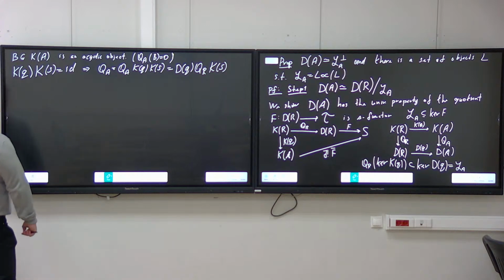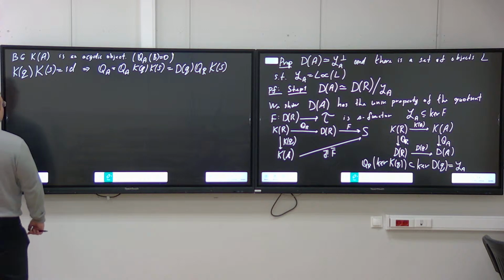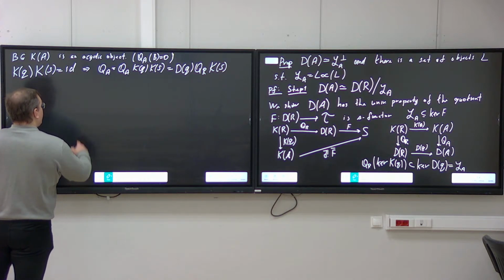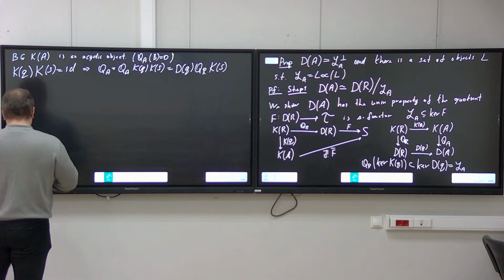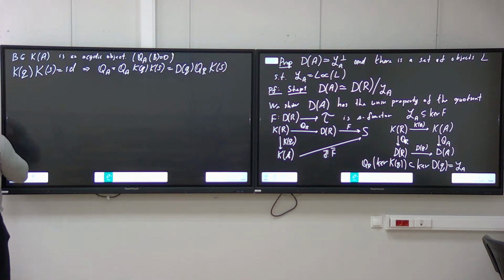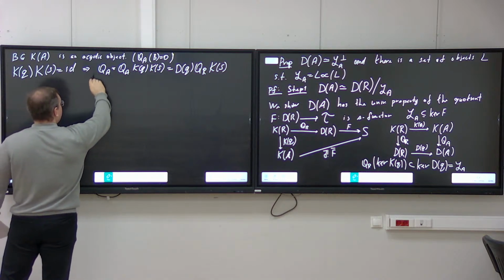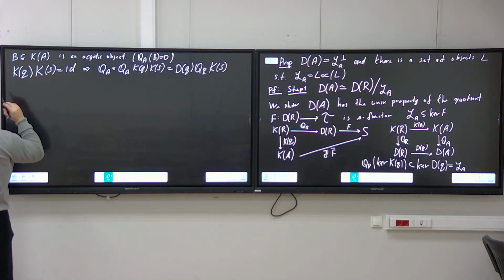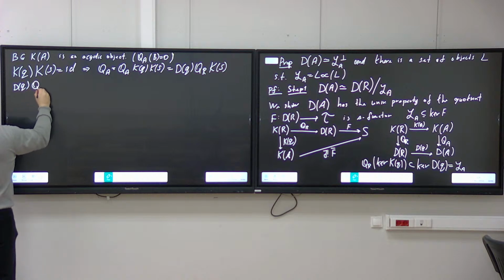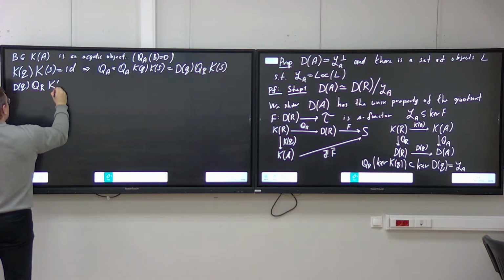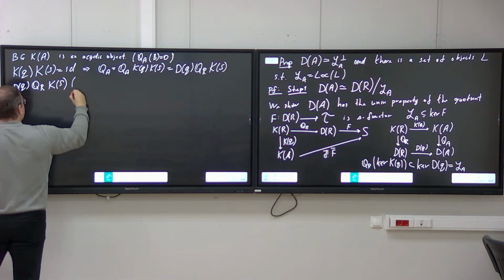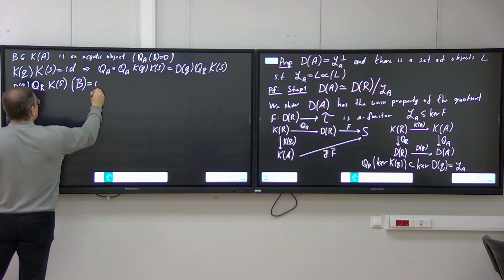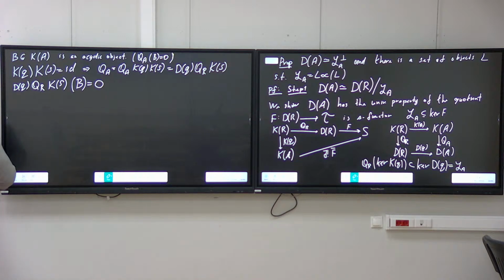Okay, but at the moment I'm just trying to do some computation with an acyclic object. So I have this identity for trivial reasons, and so if I take an acyclic object B and apply the left hand side and right hand side of this identity, I get 0. So the conclusion is that D of Q, Q sub R, K of S, everything applied to the acyclic object B is 0. So this composition is 0.